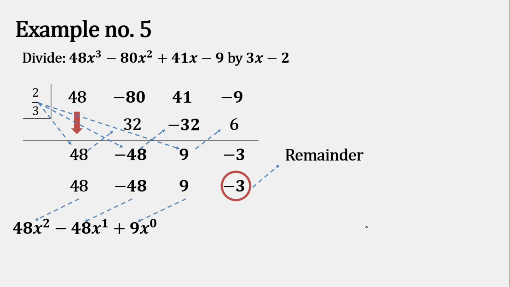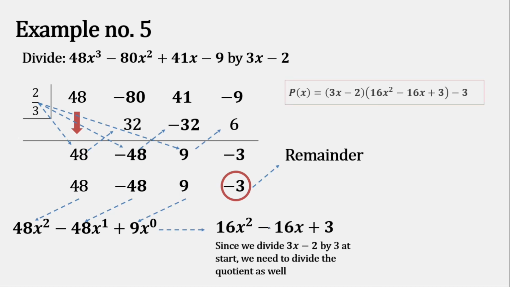Now let's eliminate. Again, a while ago, we divided it by 3. To change that into that form, we need to divide it as well by 3. The 48 divided by 3 is 16x squared. Negative 48x divided by 3 is negative 16x. Then 9 divided by 3 is positive 3. So we have this as our answer.